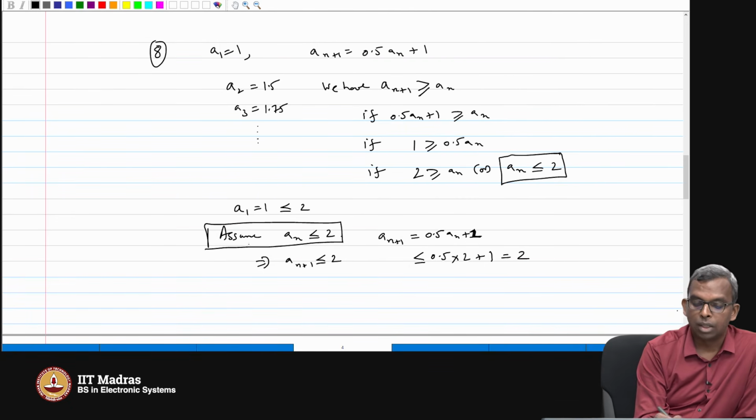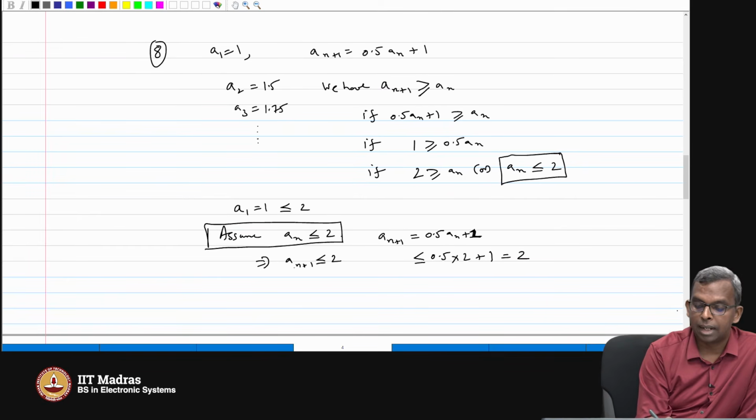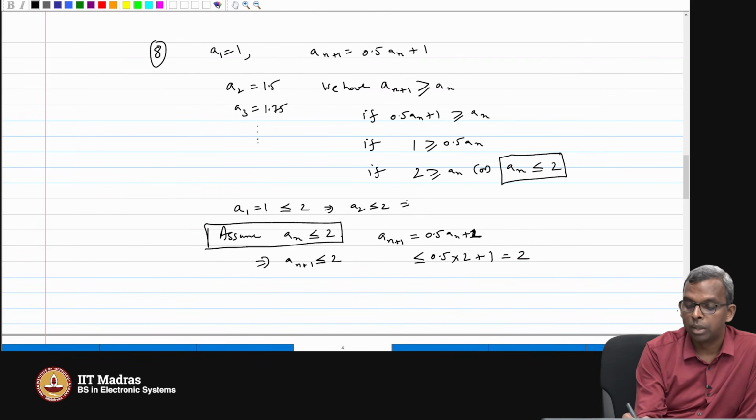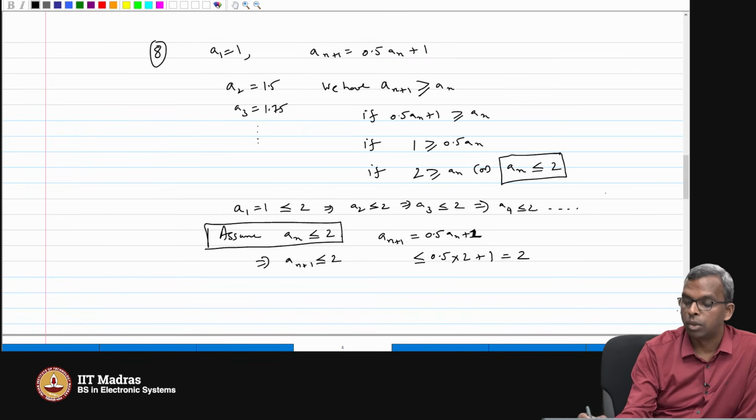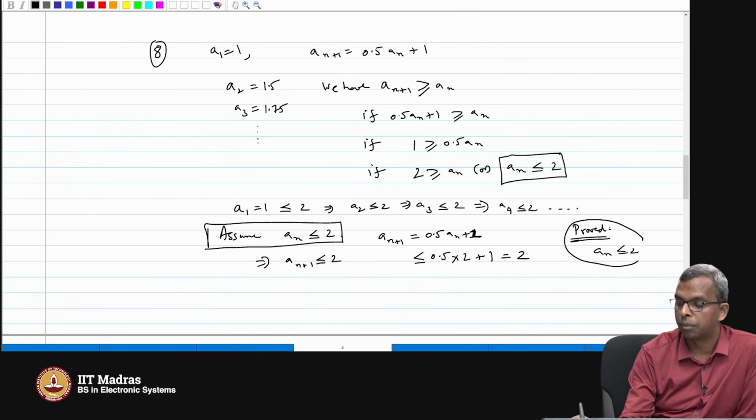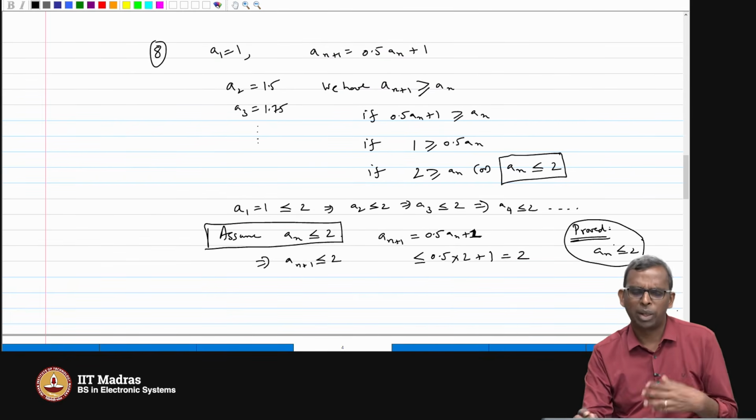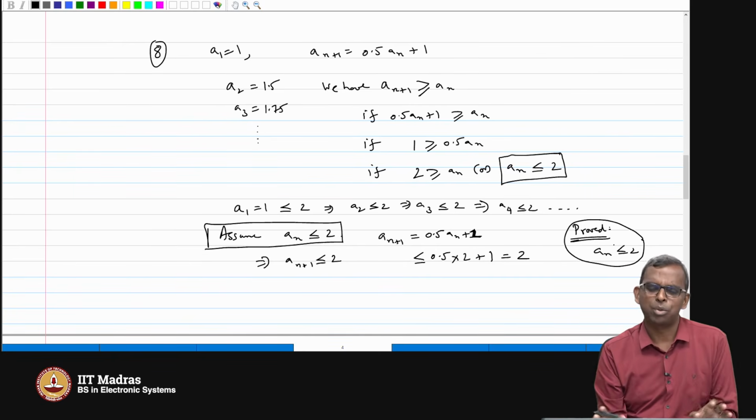So, this is my induction hypothesis and getting a_{n+1} to be less than or equal to 2. My initial condition a_1 is 1, which is less than or equal to 2, which implies a_2 is less than or equal to 2, which implies a_3 is less than or equal to 2, which implies a_4 is less than or equal to 2, and so on. So, hence we have proved a_n is less than or equal to 2. I just wanted to show you a quick flavor of this, not a properly well written proof, but still you can see the main essence of the argument.